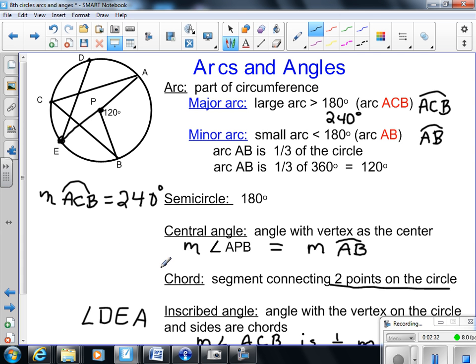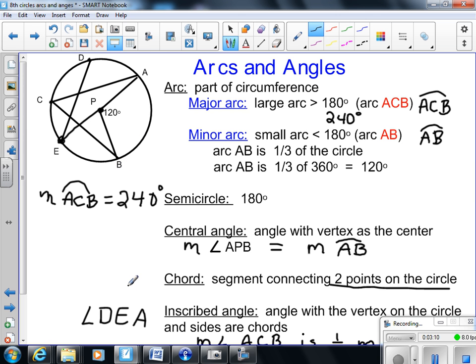Okay, a central angle is an angle with the vertex at the center. Okay, so the center point of your circle will be your vertex. So we can say angle APB is a central angle. And we're also going to learn that the measure of angle APB is going to be the same measurement as the arc AB. The angle that is described from a central angle and its arc are going to be congruent. Your arcs are also measured in degrees. So if we know this is 120, then we know the measure of arc AB is 120 degrees.